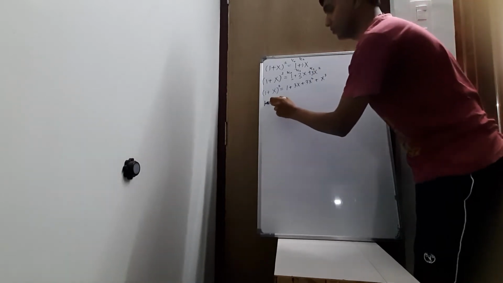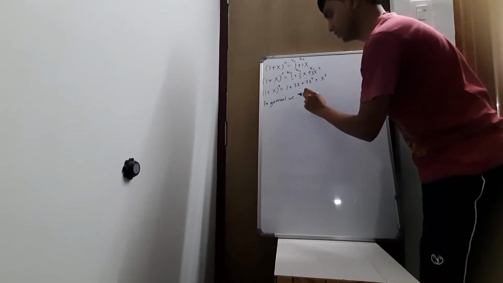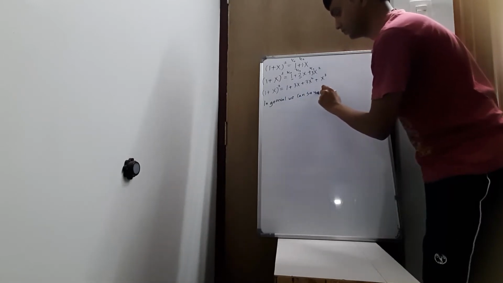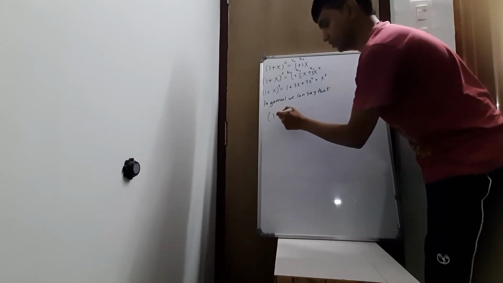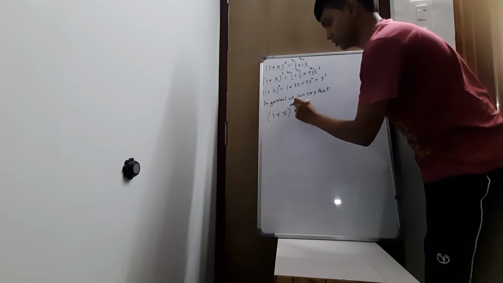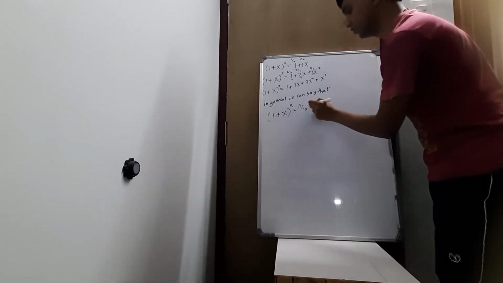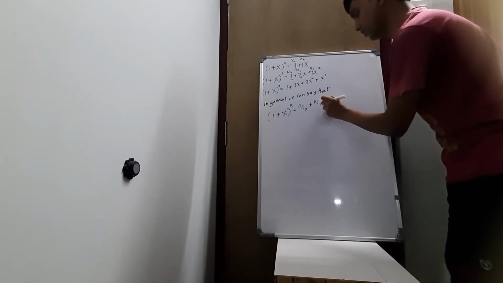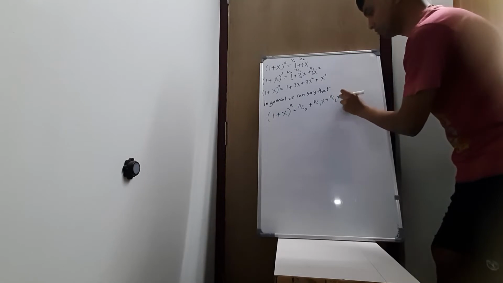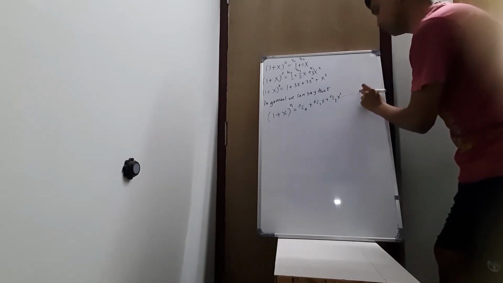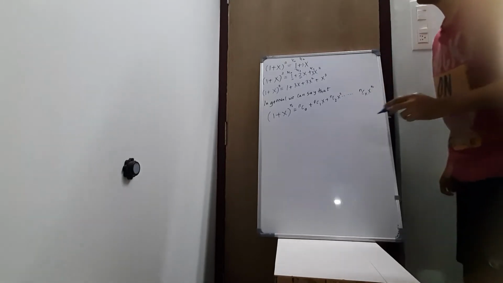In general, we can say that the expansion of (1 plus x) to the power n can be written as nC0 plus nC1 times x plus nC2 times x square and so on, up to nCn times x to the power n.